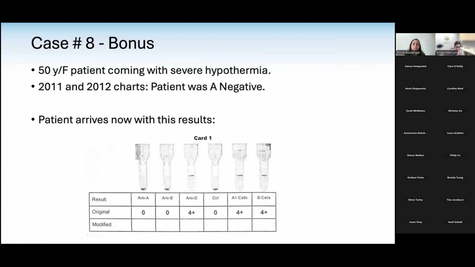She did not receive any transfusion. There's no explanation for why the patient would now acquire Rh positive, and this doesn't make any sense. So in this special case, the patient said this was herself, because what we usually do is just recollect the specimen and check the ID.